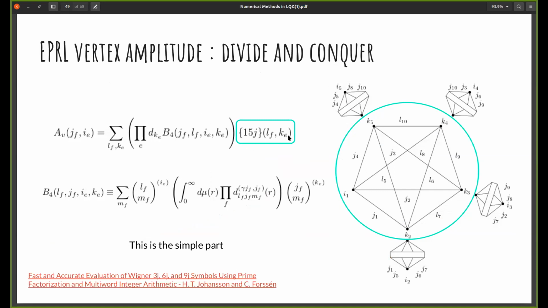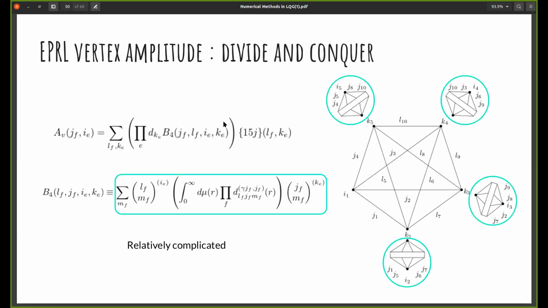15J symbols, well, that's the easy part. We compute them using the WigXJPF library. We just use that. You just use the expression for the 15J symbols in terms of 6Js. This library gives you 6Js. You just sum 6Js and get the 15J. Nice. That's the easy part.